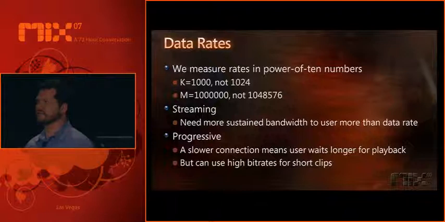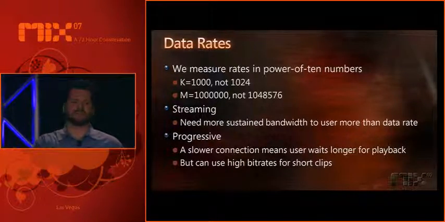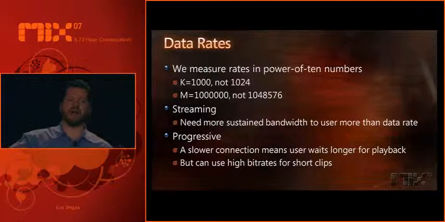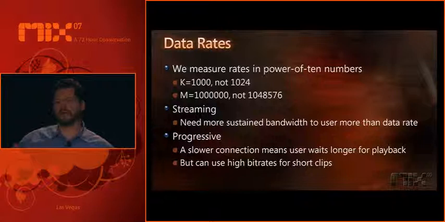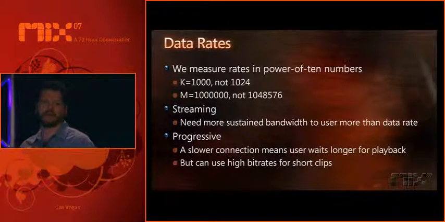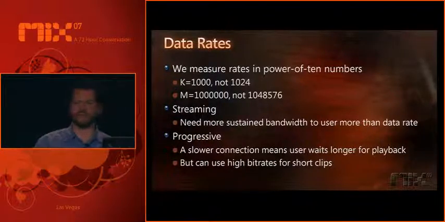In progressive, the nice thing is, because it's just a download, the slower connection speed just means it takes longer for the file to download. If you've got a 2 megabit file and they've got a 56K modem, it might take them a couple hours to watch a movie trailer, but it'll still work if they wait long enough. So progressive degrades a little more efficiently for high data rates. You can sweat that aspect a little bit less.